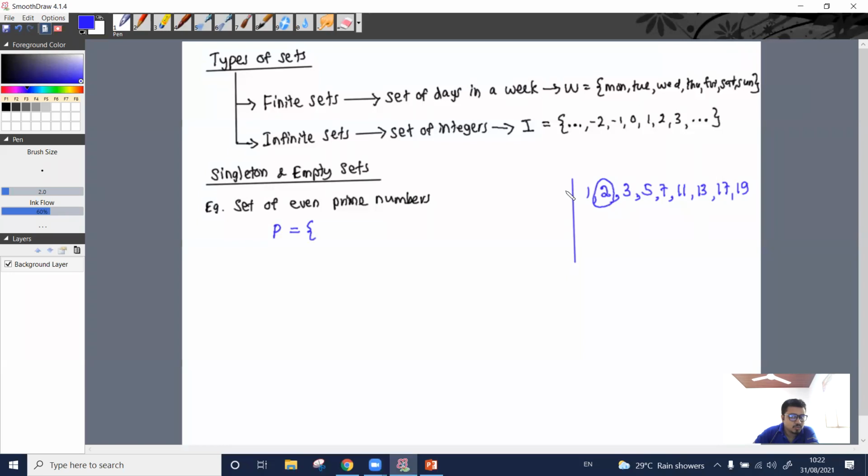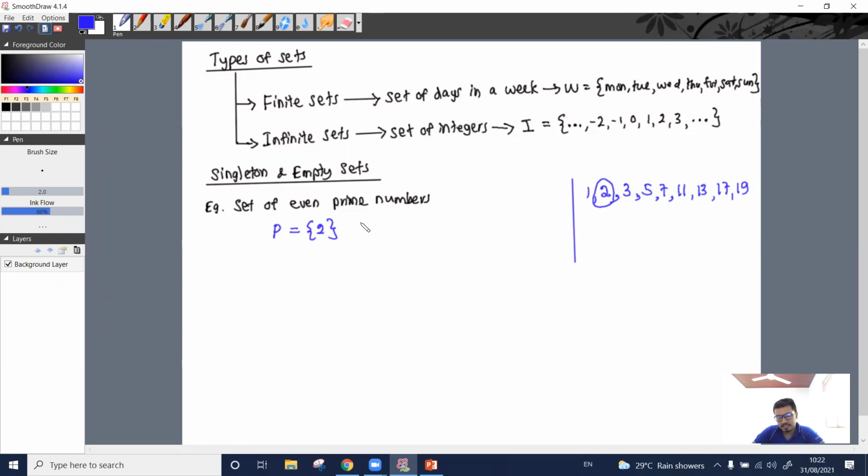That is 2. Apart from number 2, there are no other even prime numbers. If you take 20, 24, 26, 100, 110, 120, all these are divisible by 2, so they are not prime numbers. But 2 is the only even prime number that we can have. So set P equals this one. The only element that we can observe here is 2.